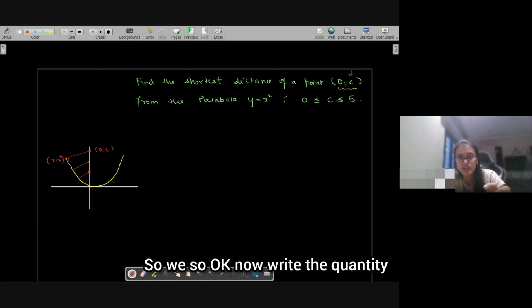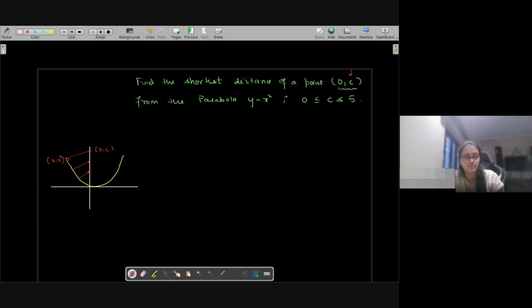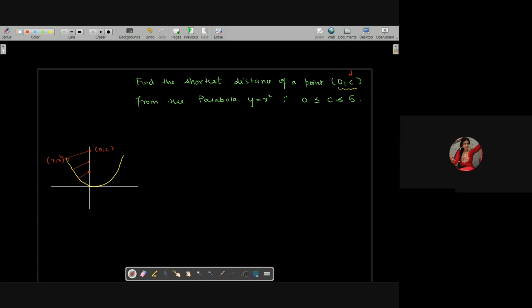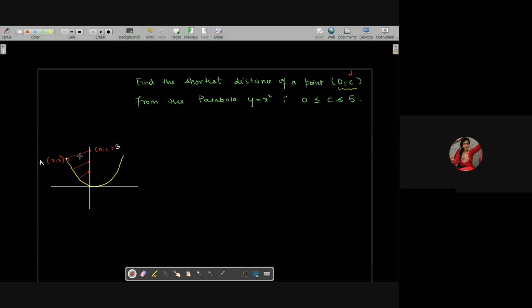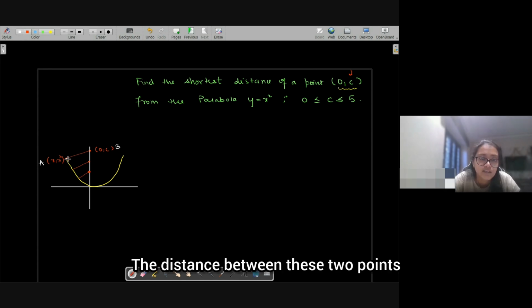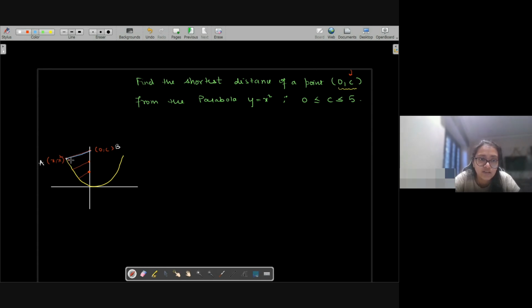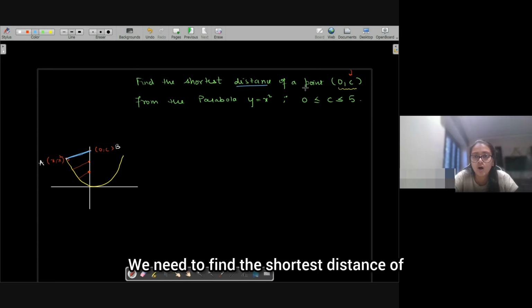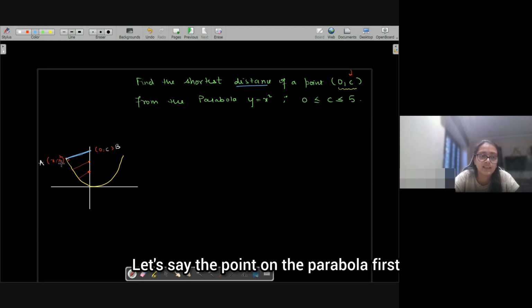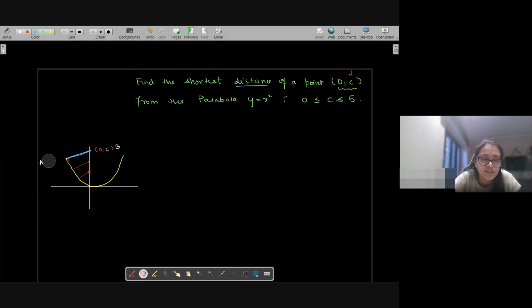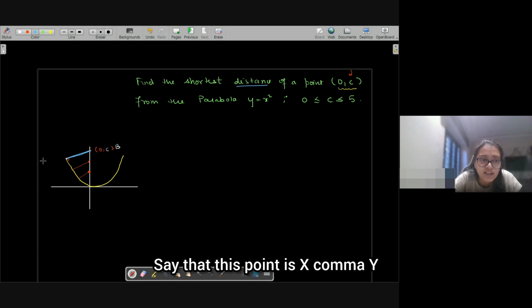Okay, now write the quantity that you need to optimize. We need to minimize the distance between these 2 points. So we need to find the shortest distance of a point 0 comma C, so this is the point 0 comma C, from the parabola. Let's say the point on the parabola is x comma y.